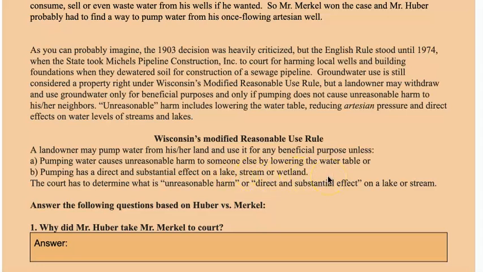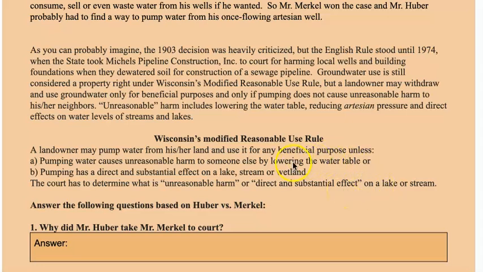And remember, we talked about this. The tops of lakes, the tops of streams are basically the water table. So if you lower the water table, lakes are going to be lower, lakes may not exist anymore, streams may not flow anymore, and wetlands may dry up and not be wetlands anymore. So the court has to determine what is unreasonable harm or direct and substantial effect on a lake or a stream. So if you were to take anybody to court today for this, you would have to prove that they were causing unreasonable harm to you or directly and substantially affecting a lake or a stream.